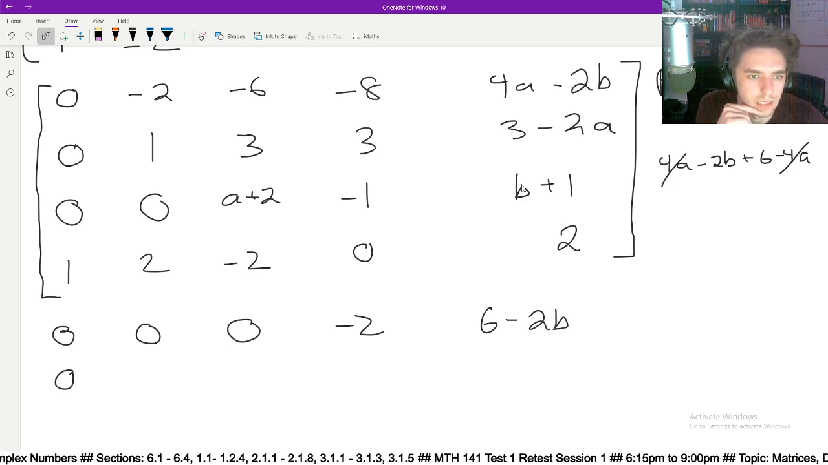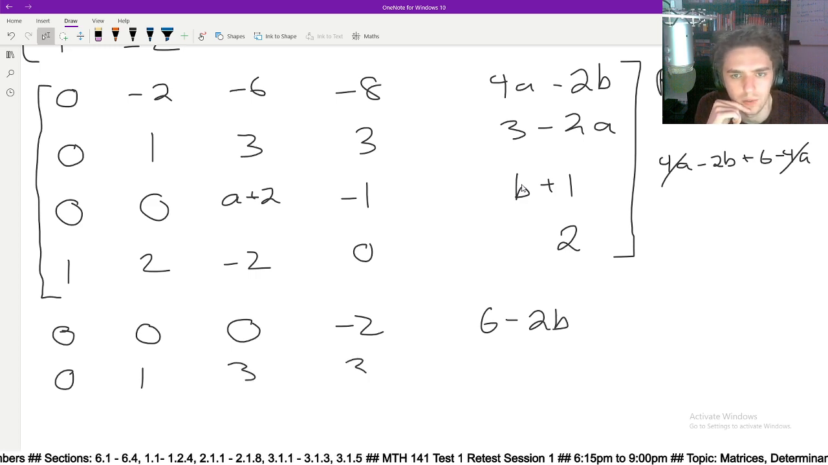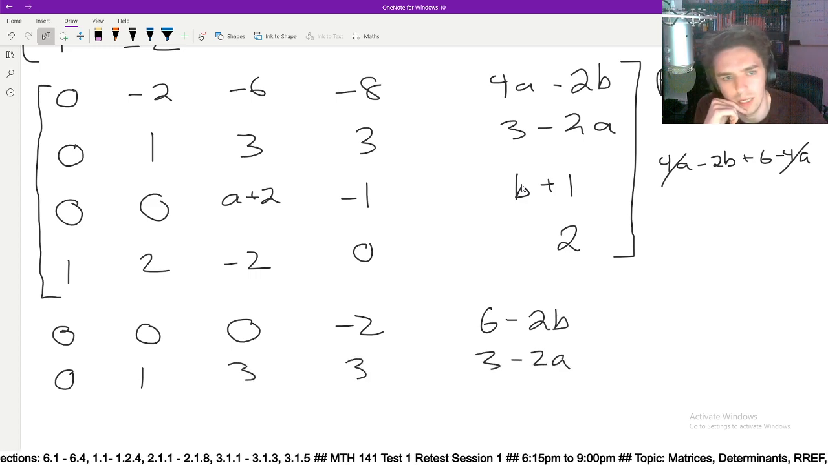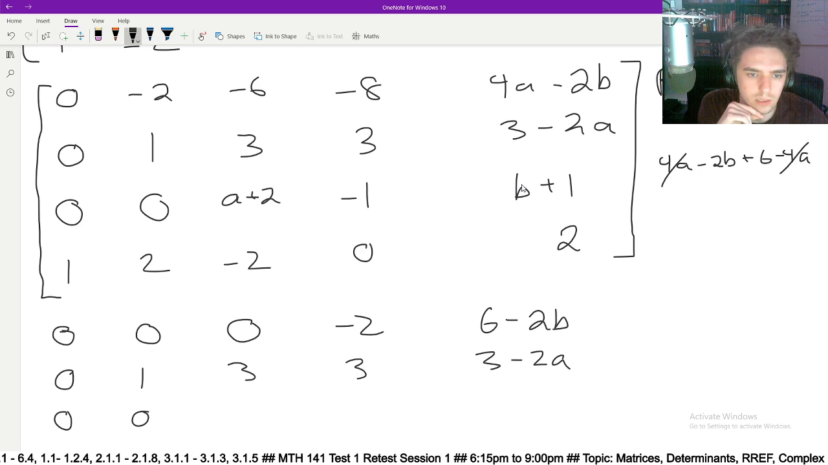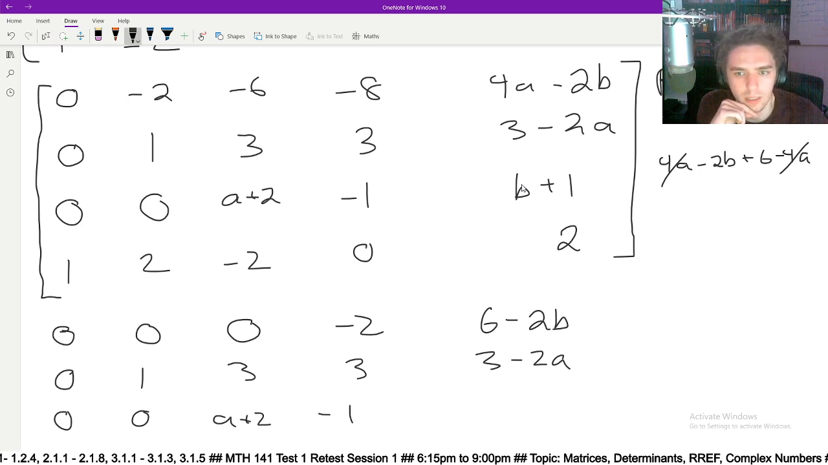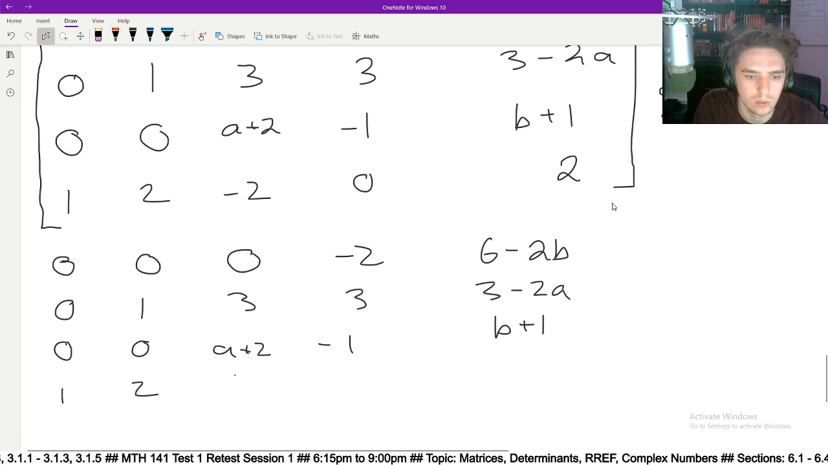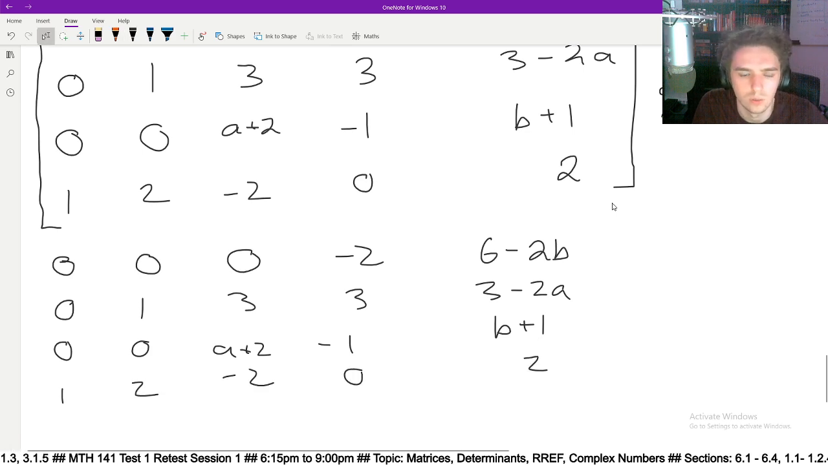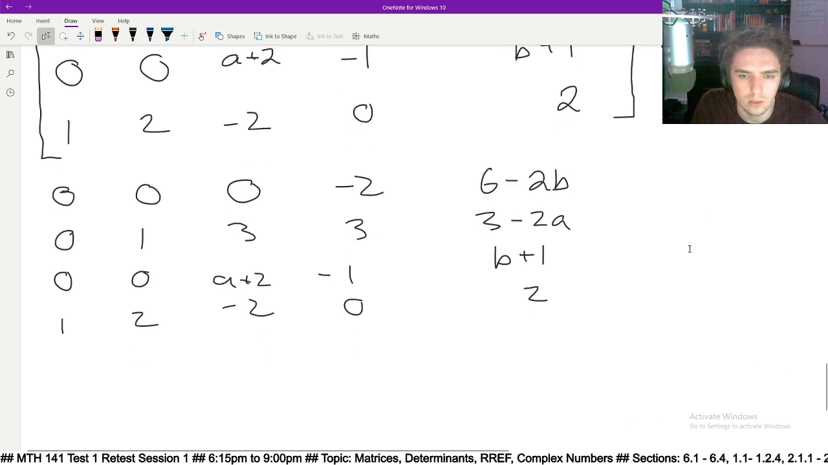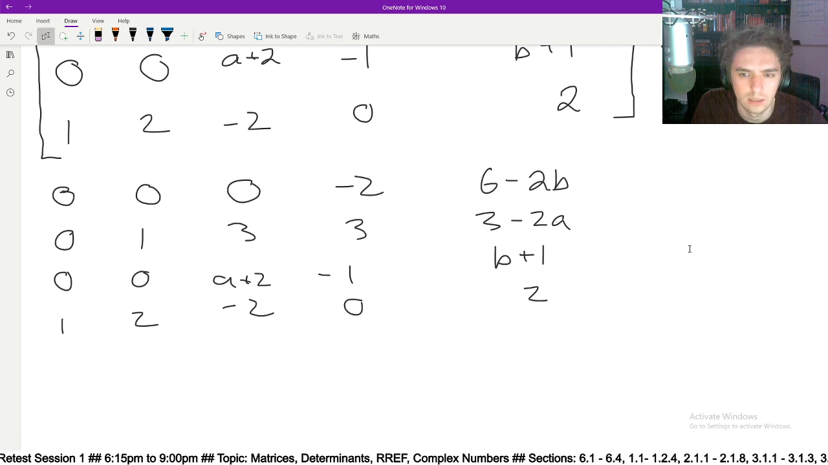Okay, and then the other rows stay the same: 1, 0, 3, 3, 3 minus 2a; 0, 0, a plus 2, minus 1, b plus 1; and then 1, 2, minus 2, 0, 2. Maybe we can already do something. Can we?